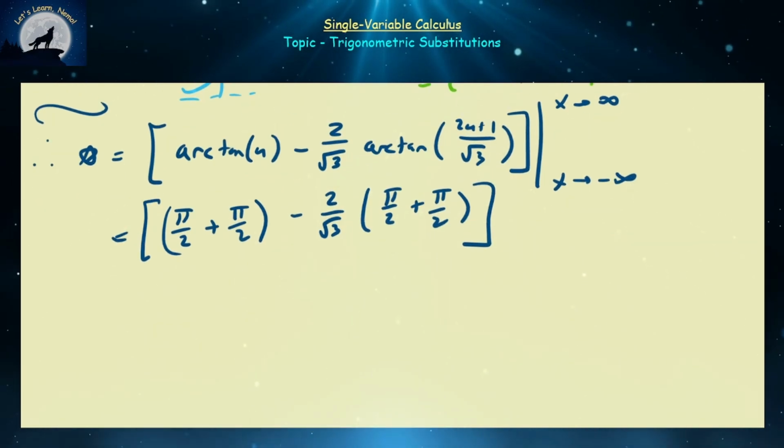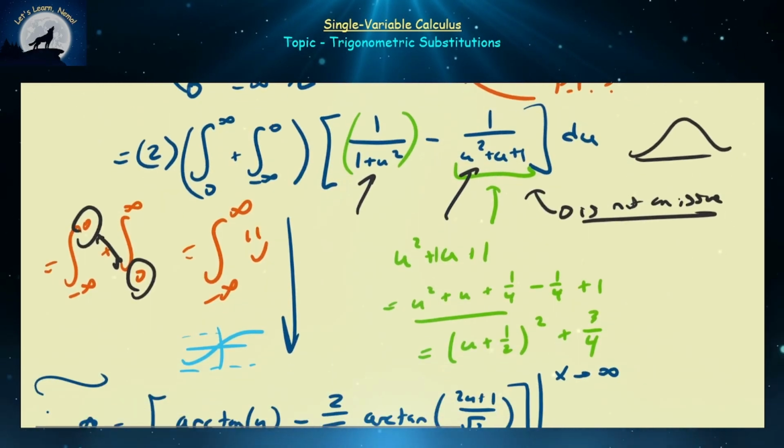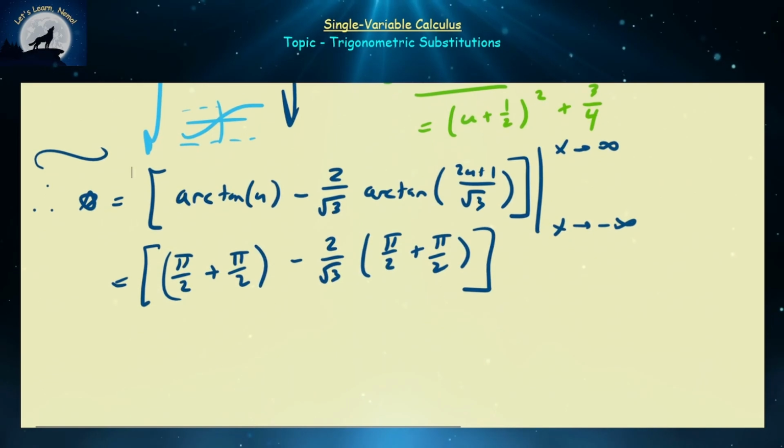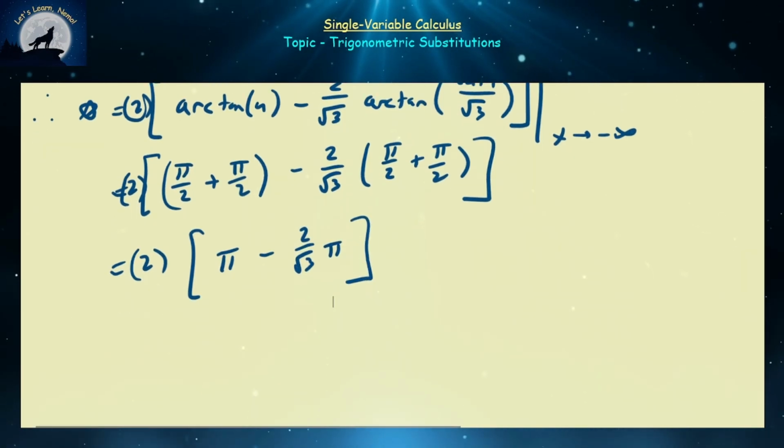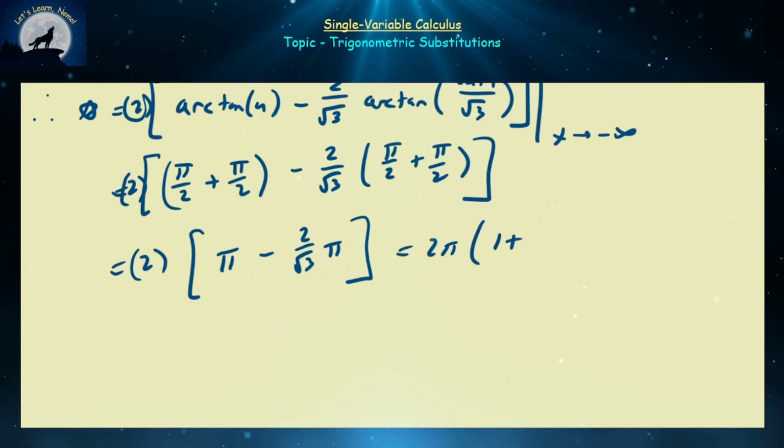And I believe I forgot our lonely little 2 out front. Oh, there it is. So this 2 needs to come down. Don't run away from us. So that's going to be equal to 2 times what? Pi over 2 plus pi over 2 is going to be equal to pi, minus 2 over the square root of 3 times pi over 2 plus pi over 2, which is again pi. And then you can do whatever you want to this expression. You can write it as 2 pi times 1 minus 2 over the square root of 3, I guess. I think that would be a nice expression, right?